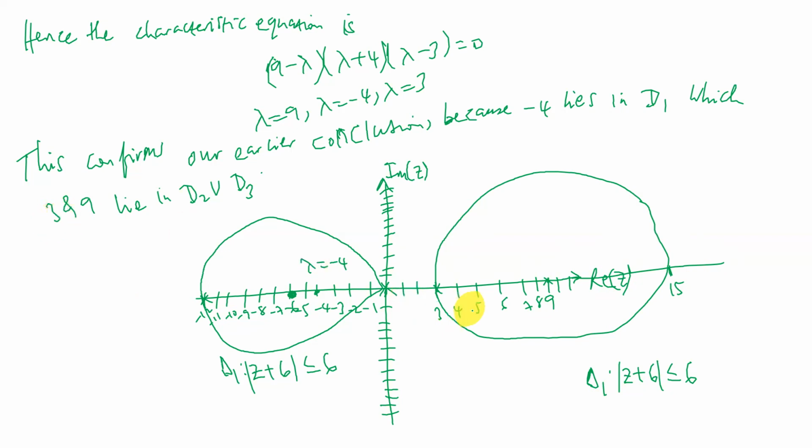There's an eigenvalue that is 3, so 3 is here. Lambda equals 3, but there's also lambda equals 9. Right, so lambda equals -4. What is the other disk? This one is D2. I'm going to remove this one, because this is D2, which is |z - 9| ≤ 6.